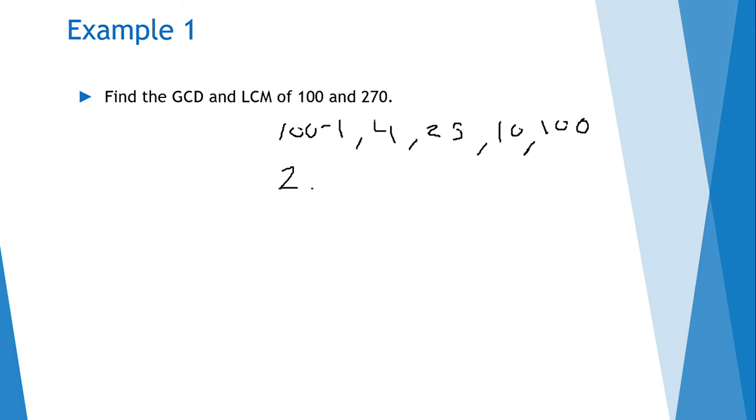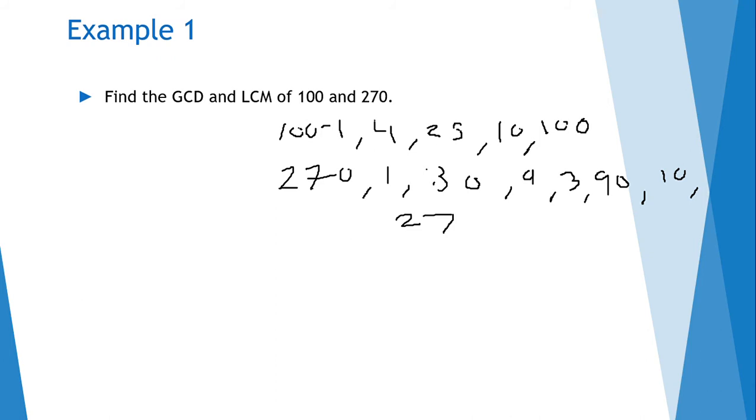270's factors are 1, we can do 30 and 9, and also 3 and 90, and also 10 and 27, and there's a couple more combos, but I think I see already something that would work for 100 and 270, so I'm going to stop here.